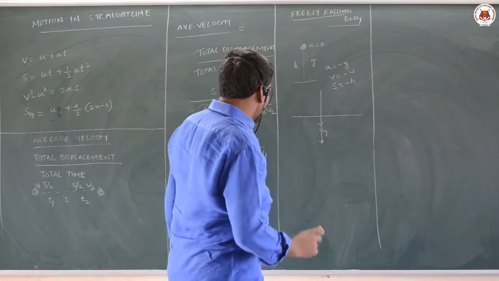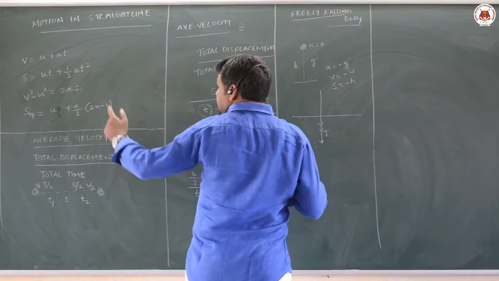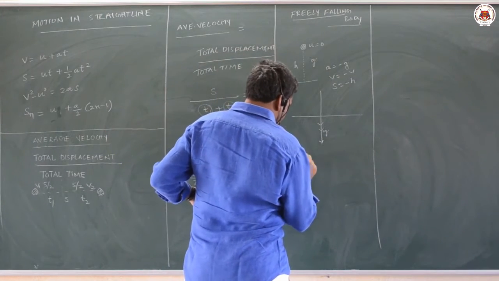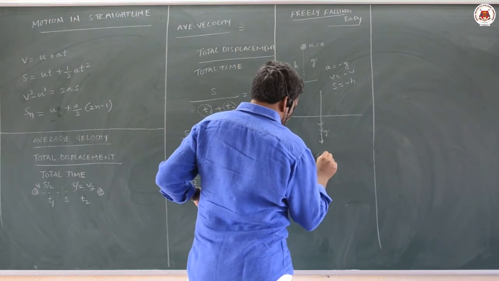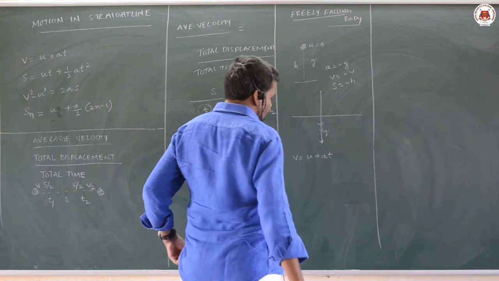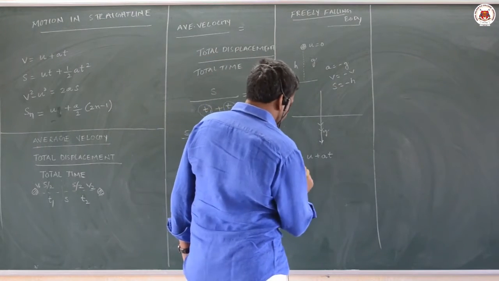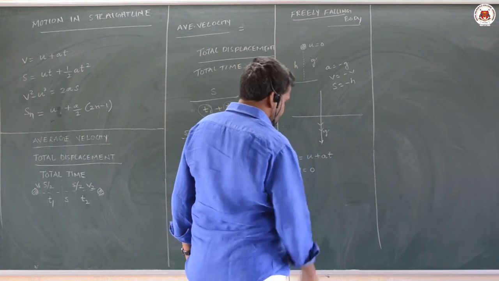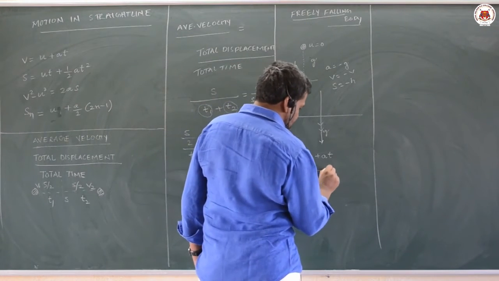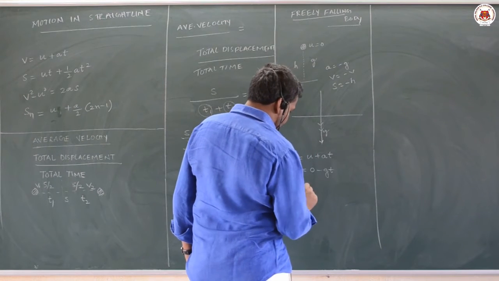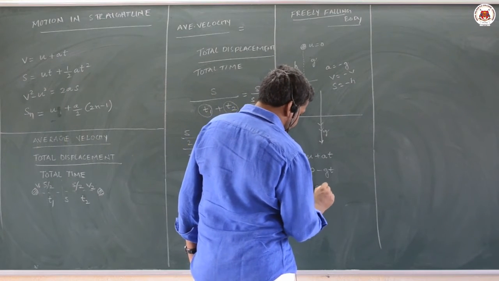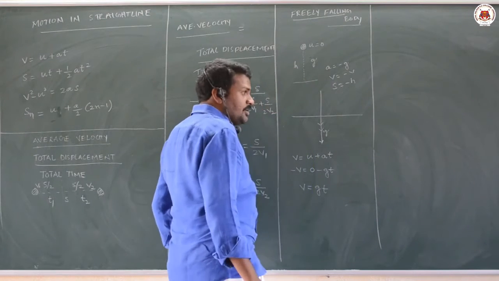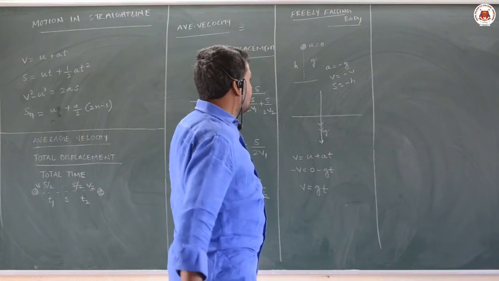By using this sign convention, you take first equation of motion, v is equal to u plus at. Here u is equal to 0, minus v is equal to 0 minus gt, therefore v is equal to gt.